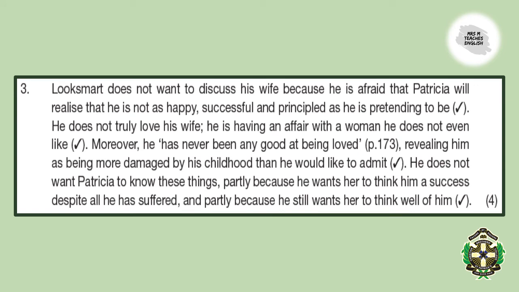Looksmart blames Patricia for much of the unhappiness in his life. By admitting his failures to her, he would be tying himself to her, acknowledging their shared past, their close relationship. Instead, he wishes to maintain the facade of a controlled, successful man who achieved these successes in spite of her, not because of her.